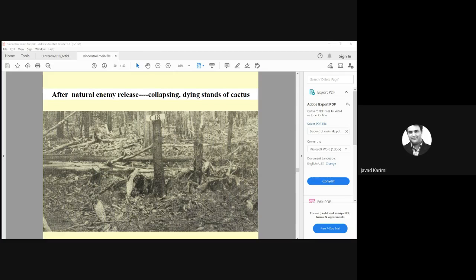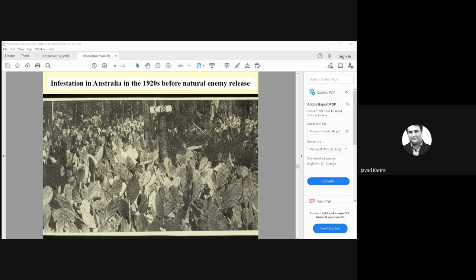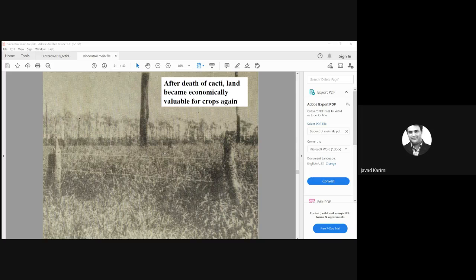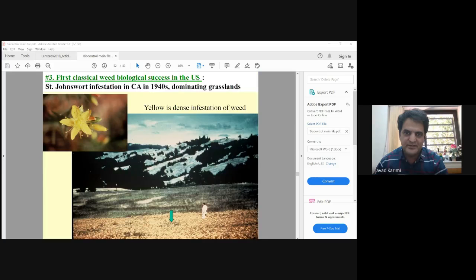And this is the cactus image after the use of caterpillar in Australia. This is the same image. This is before the use of natural enemy. This is after the use of natural enemy. This is the natural enemy effect, death of cacti.